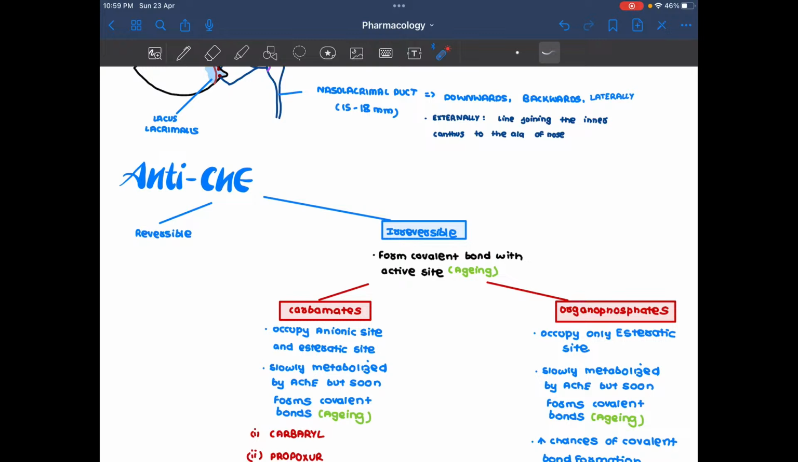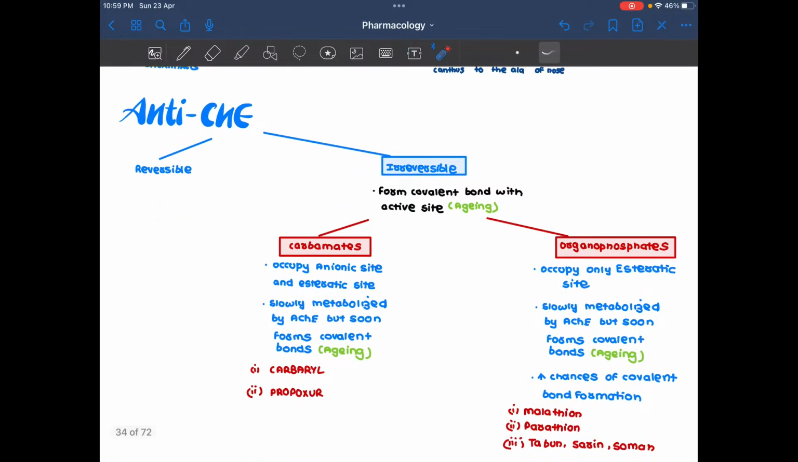Hello guys, so sorry for the interruption. So we were talking about these anticholinesterases and we were talking कि कैसे हमारे irreversible हैं. Why are they so irreversible? They're going to interact with your cholinesterase and they're going to form covalent bonding. जो हमारी active sites हैं दो भी, उनके साथ it's going to form a covalent bond.